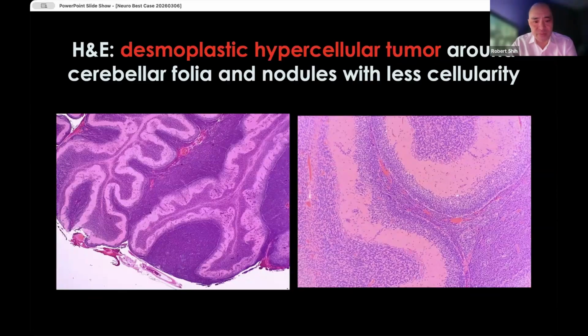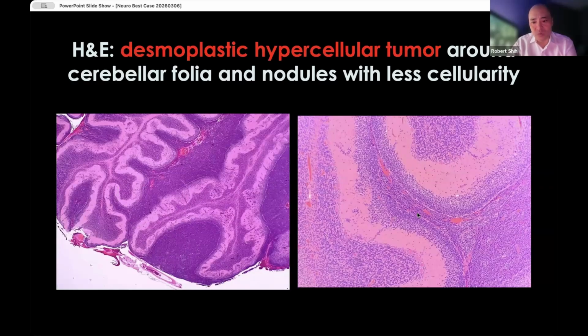That is the extremely hypercellular and also desmoplastic part of the tumor. The only way to know that it's desmoplastic is to do a reticulin stain, which I'm not showing you, but they did do it, and this is both hypercellular and desmoplastic. This very blue part out here. And you can kind of see how it's surrounding these cerebellar folia and kind of infiltrating them a little bit.